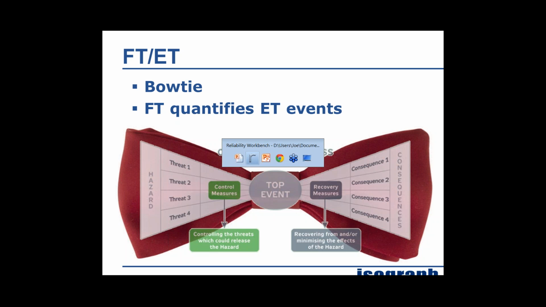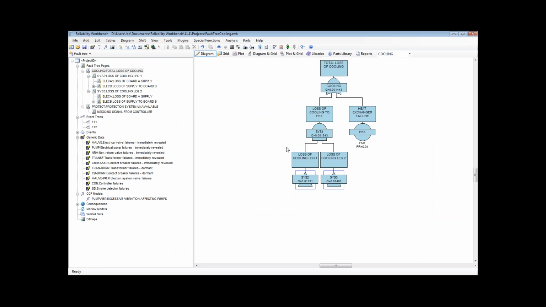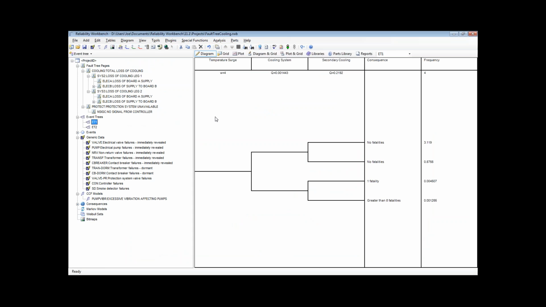Okay, so let me jump back into the reliability workbench, and now we'll take a look at how an event tree might look, how to read it, and how you would use it. Okay, I'm going to click down here, and I get my event tree. Now, again, an event tree is read left to right. The leftmost column is referred to as the initiating event. In this particular event tree, the temperature surge is the initiating event. That might be the top event of a fault tree.